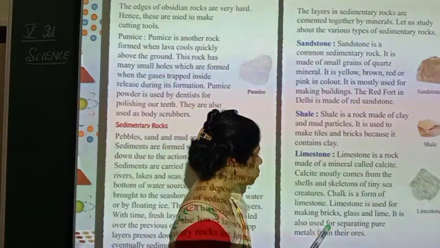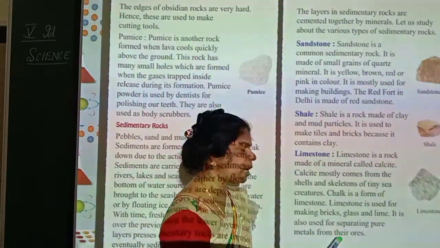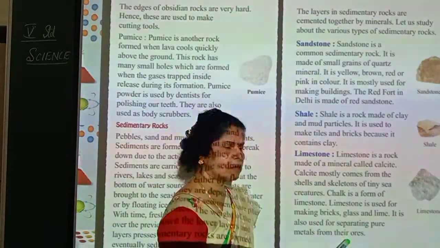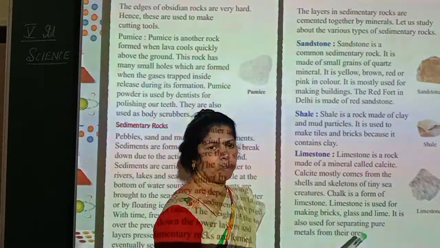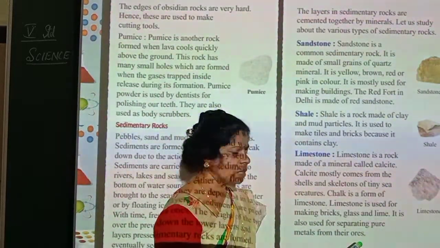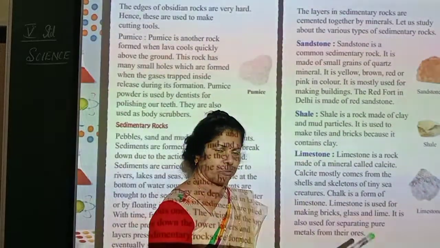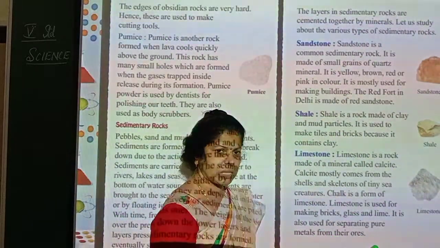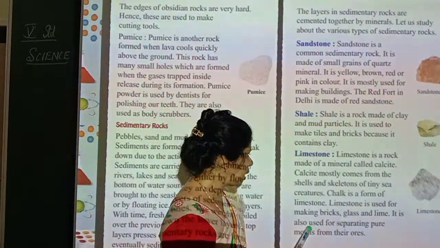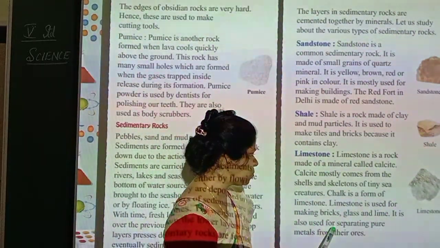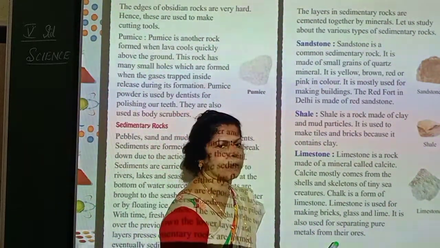It is also used for separating pure metals from their ores. So pure metals, for example gold, silver, copper, all these are pure metals. But where are they present? They are present in the ores, so means they are in the stone form. From there it has to be taken out, you know. So it is also used for separating pure metals from their ores.